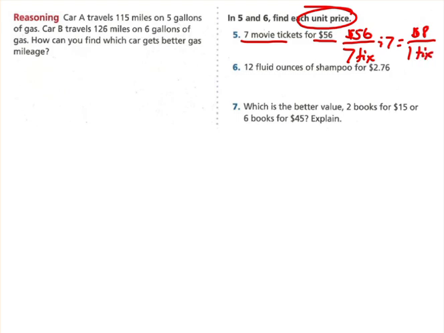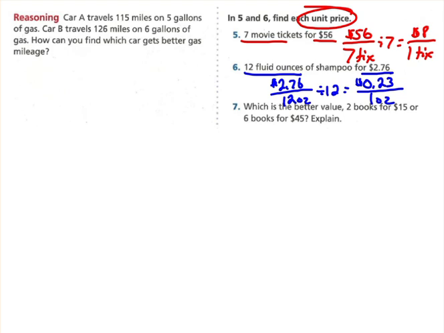All right, next one, 12 ounces of shampoo for $2.76. So $2.76 over 12 ounces. I'm going to divide by 12, and I get 23 cents for 1 ounce. Now remember, you can pause me anytime. You can rewind me anytime if you want to hear something again. Don't feel like you've got to keep up with me as I'm writing.